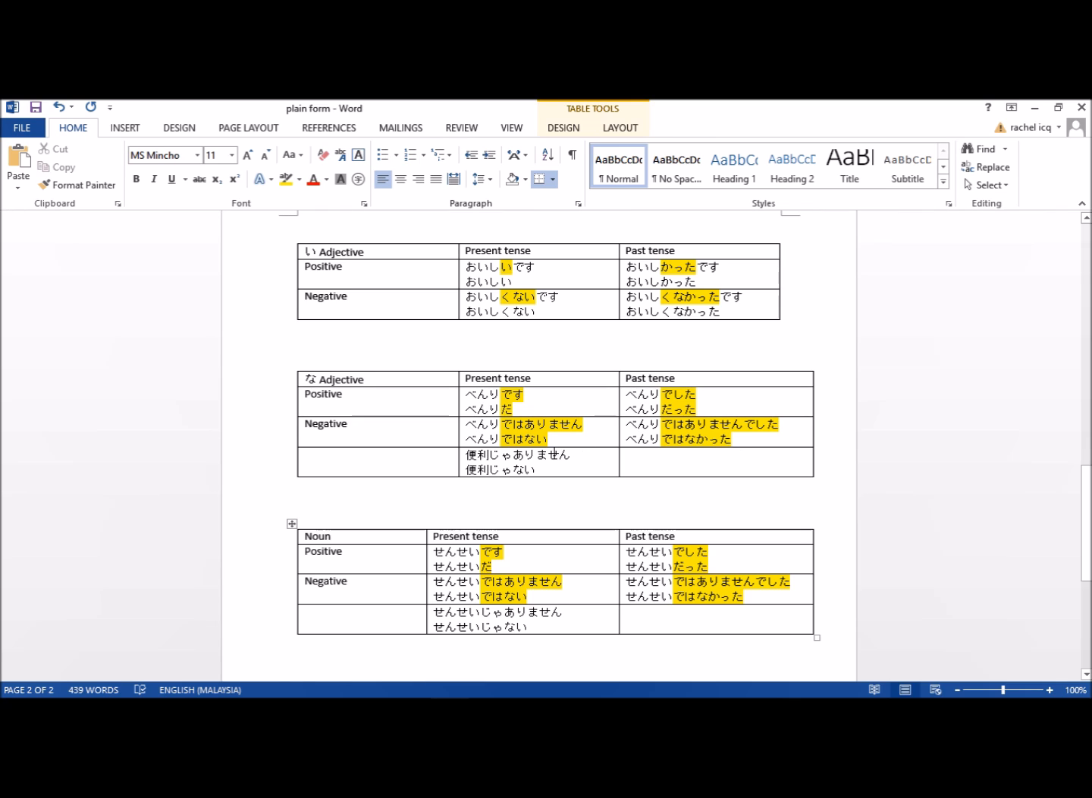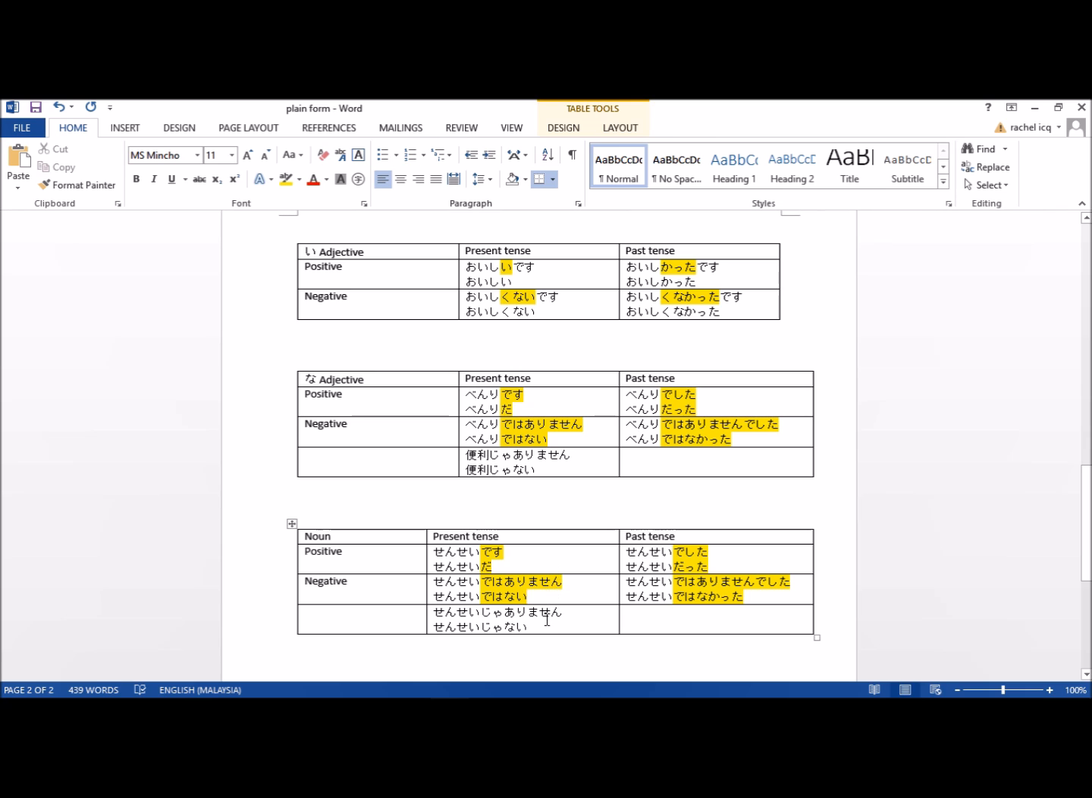Now some students ask me, what about the ja arimasen? For example, sensei ja arimasen. You have learned this one in your lesson 1. There are 2 ways to use the negative form, which are sensei de wa arimasen and sensei ja arimasen. What's the difference between de wa arimasen and ja arimasen is that normally when you talk, you use sensei ja arimasen. But when you write, you can use either one, de wa arimasen or ja arimasen.